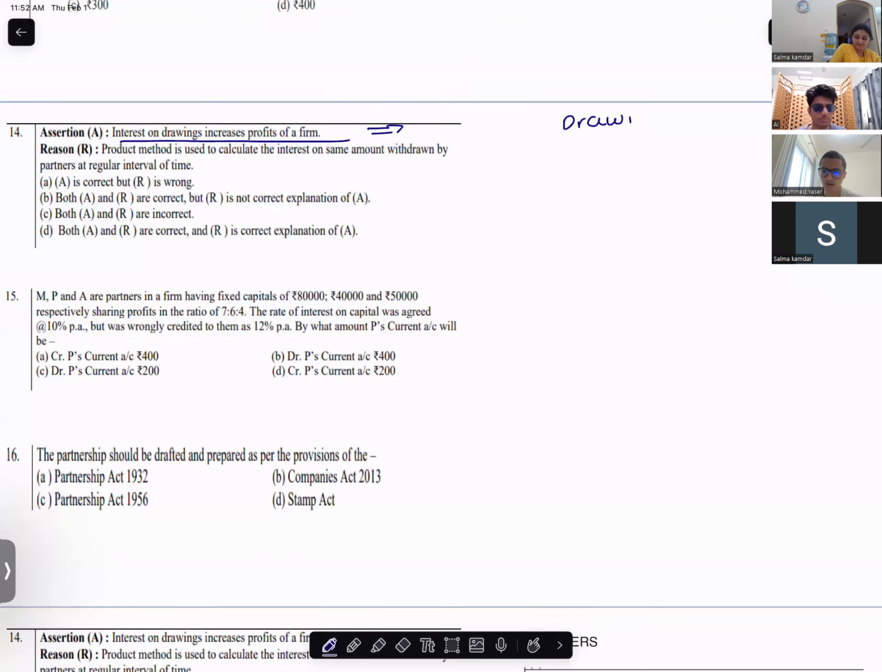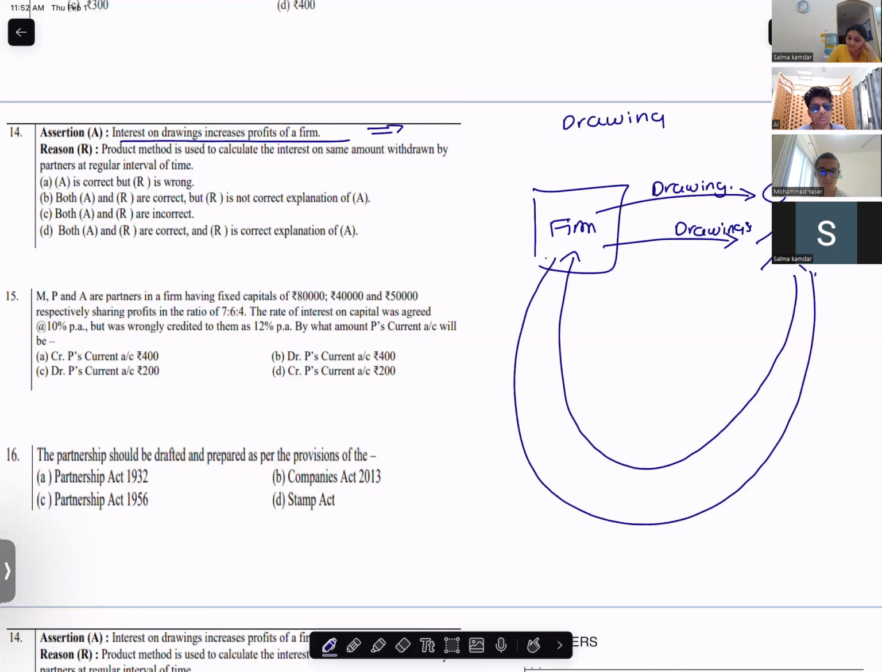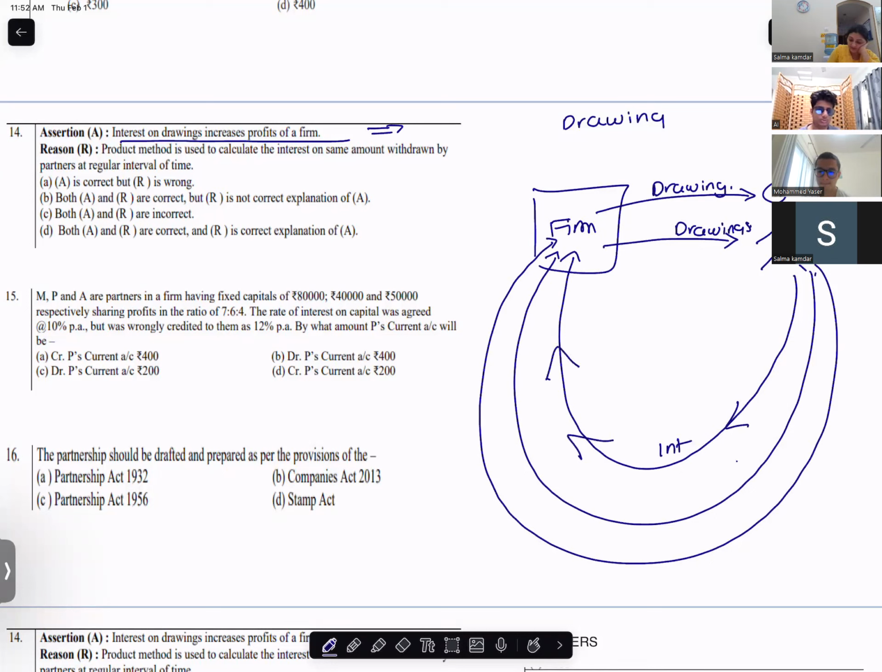See, what is drawings? Suppose this is the firm, and this is the capital of the firm. This is the partner. The partner takes away money from the firm. That is called drawings, correct? What is interest on drawings? The partner has to give an additional amount to the firm. So this is interest on drawings. It comes from the partner to the firm.